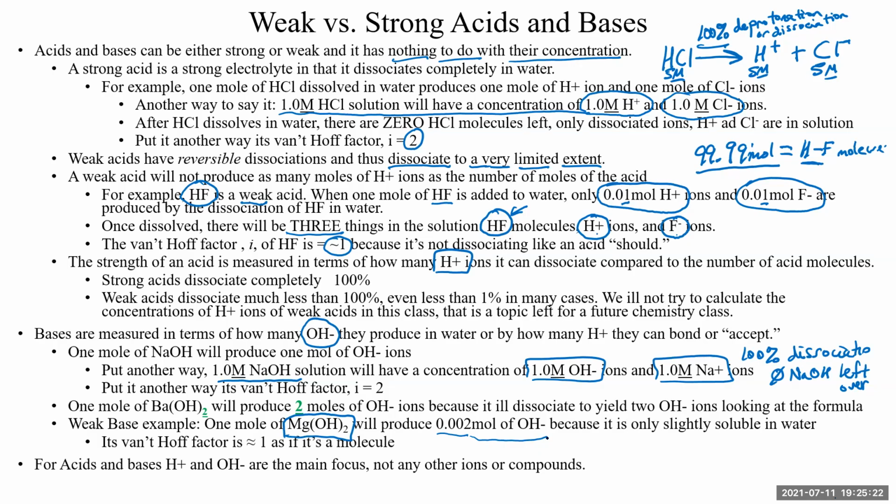If you try to add magnesium hydroxide to water at a temperature where it's not very soluble, you'll see that the magnesium hydroxide doesn't dissolve, or it'll barely dissolve. It won't even be noticeable. So little of it dissolves. So for this, its Van 't Hoff factor is approximately 1, as if it's a molecule. It's not a molecule, though. It's just not dissolving. It's remaining solid.